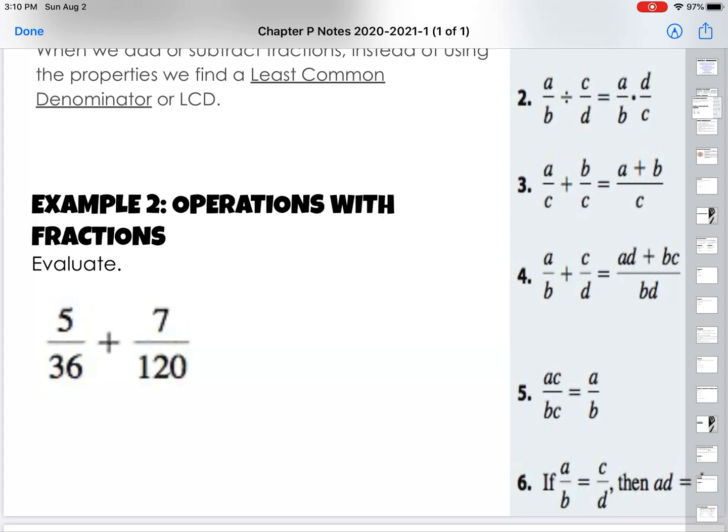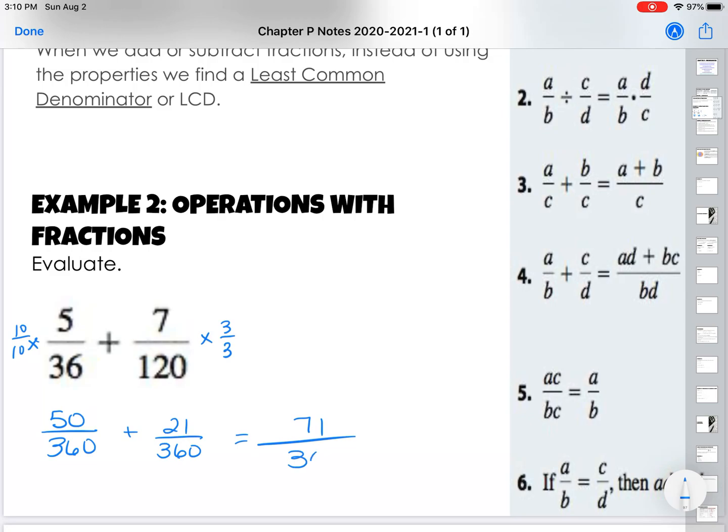All right, so in this example, we are going to evaluate. So we need a common denominator here. So I see 36 and 120, and those numbers, let's see, 360, I believe, is going to cut it. So if we multiply the first fraction by 10 over 10, really that's like multiplying by 1, right? If we multiply the second fraction by 3 over 3, that'll make both of our denominators 360. So that makes us 50 over 360 plus 21 over 360, and then I add them together. So the numerators make 71 and the 360 stays the same.